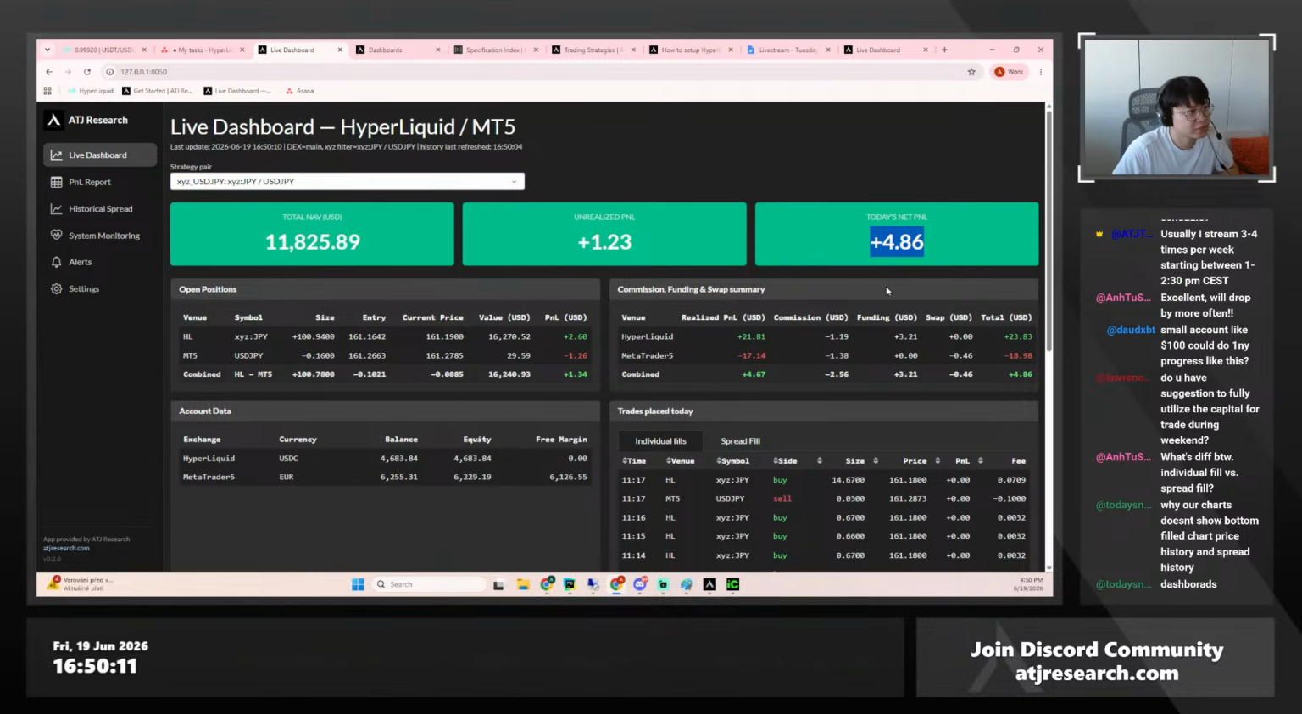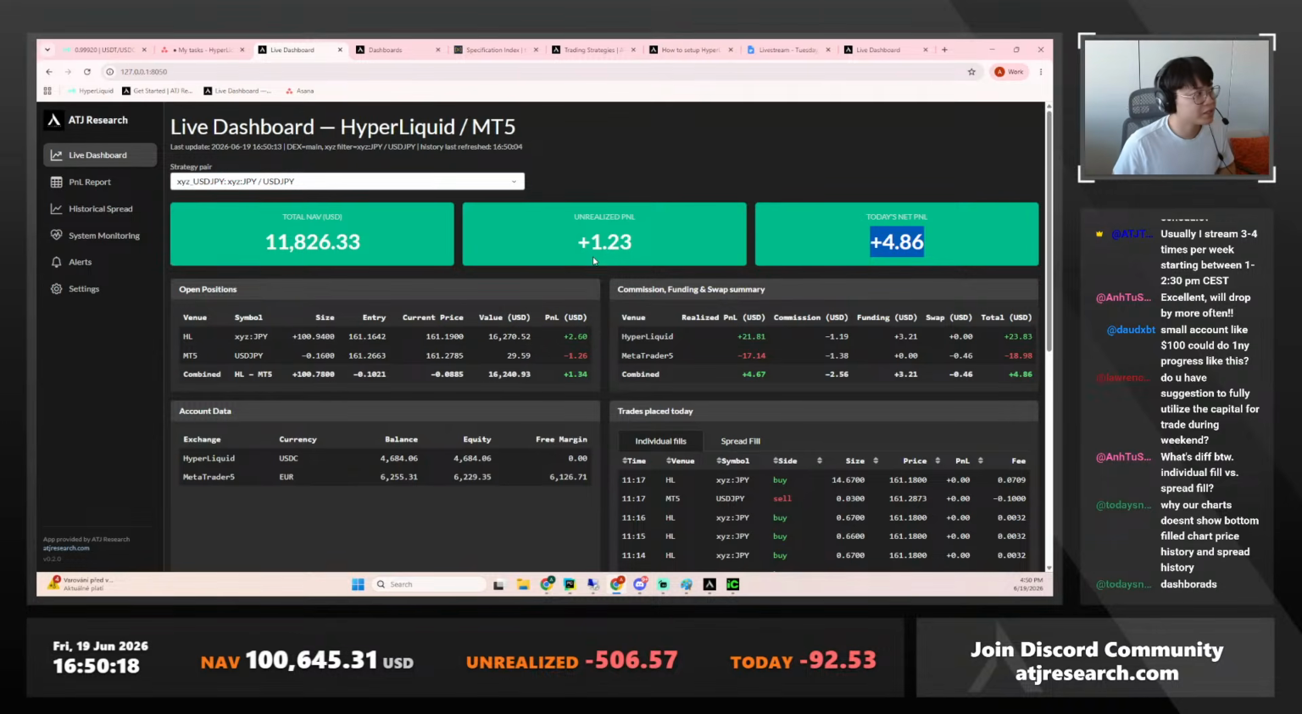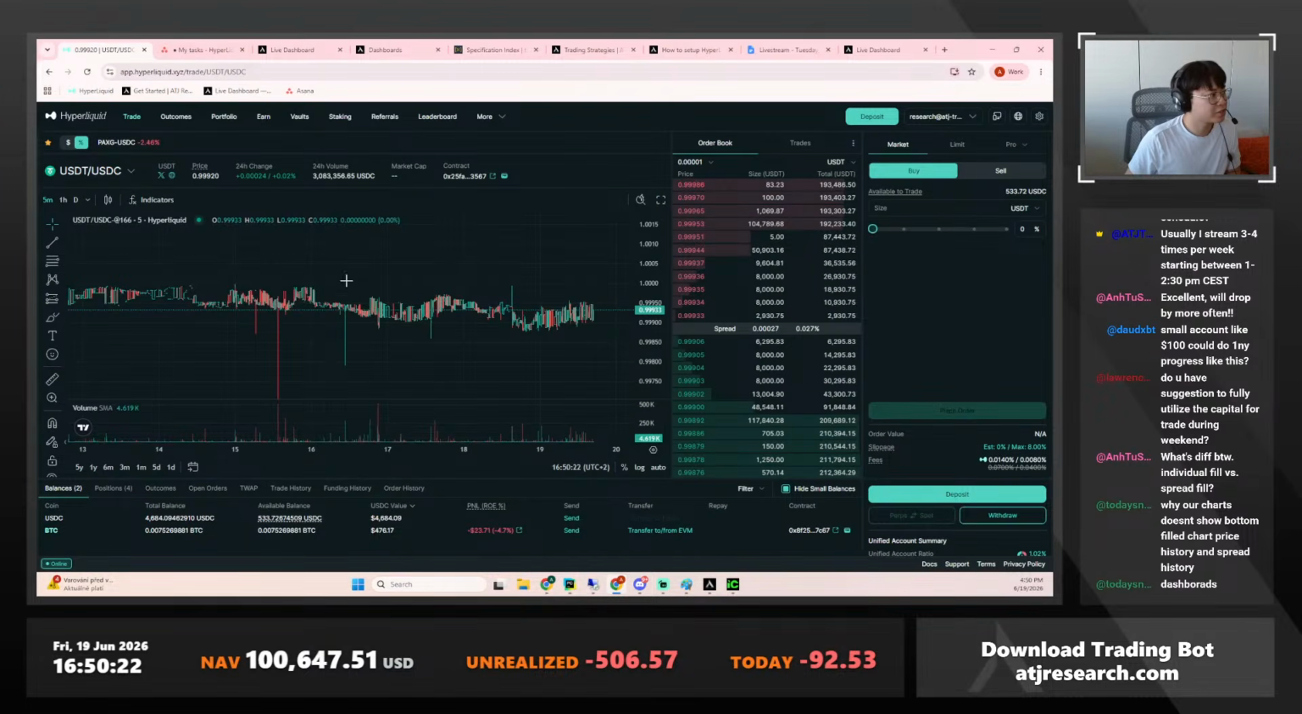So this strategy is great. This strategy made us almost $5. We're not trading large risk either. So in theory, we could have made much more money on USD JPY. So very unlucky with JP225 today.